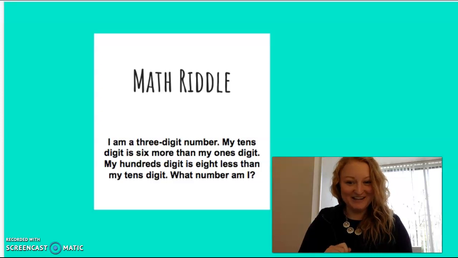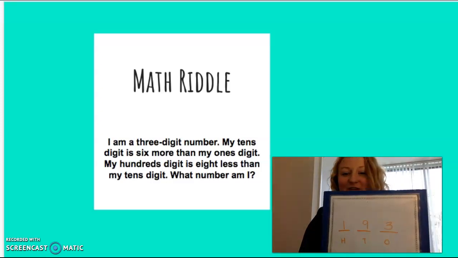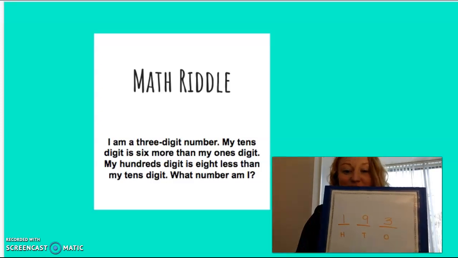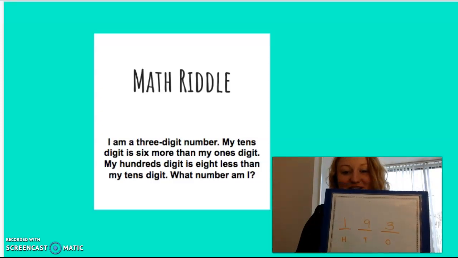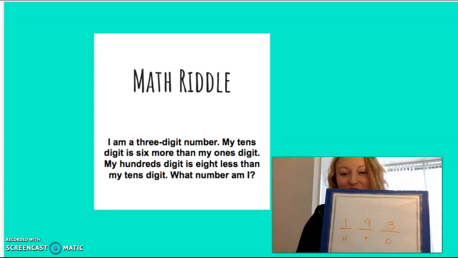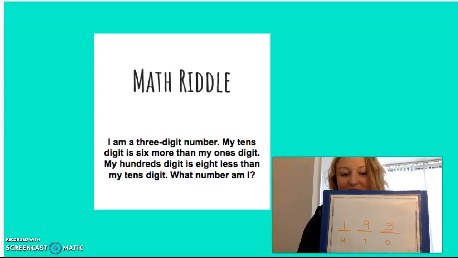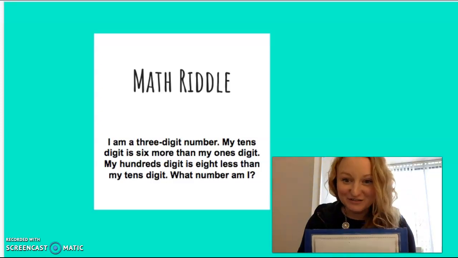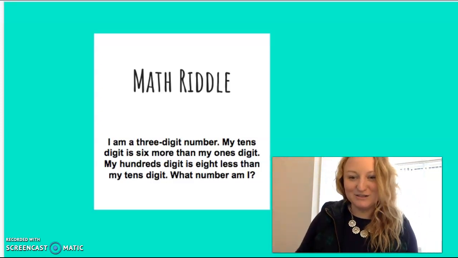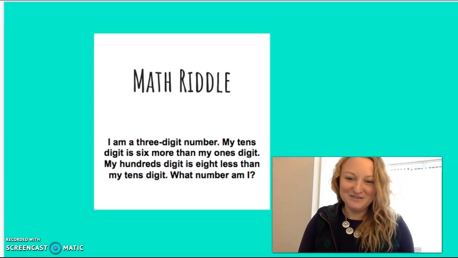Okay, are you ready? So here's what I did. Hopefully you can see my whiteboard okay. I knew it was 3 digits and it talked about hundreds, tens, and ones, so I labeled that. That's my H, T, and O. And let's see if 193 works. Is my tens digit 6 more than my ones digit? Yeah, 9 is 6 more than 3. Is my hundreds digit 8 less than my tens digit? Yeah, 1 is 8 less than 9. So hopefully you got 193. Feel free to write that riddle down and see if your parents or a sibling can figure that out today.